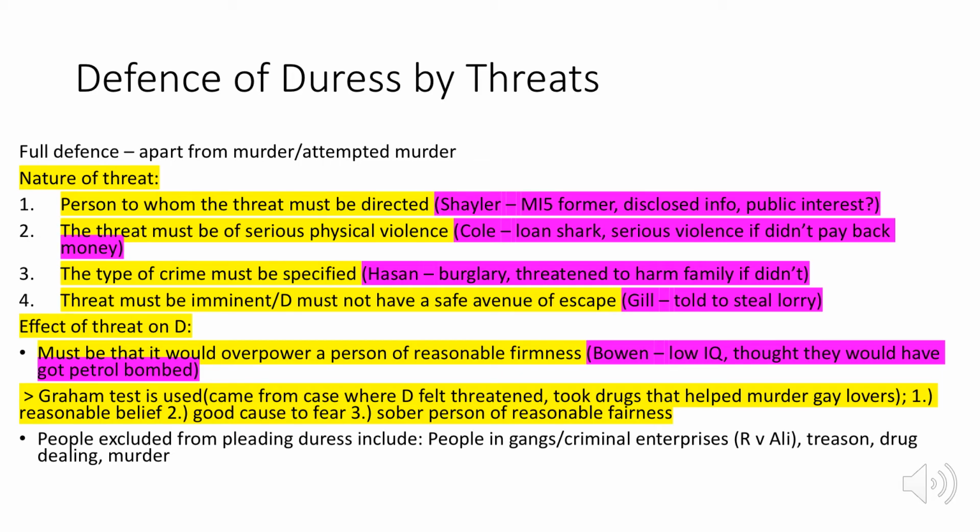And for the effect of the threat on the D, it must be that it would overpower a person of reasonable firmness. So, for example, a Bowen, a low IQ, thought they would have got petrol bombed. The Graham test is used. It came from a case where D felt threatened, took drugs that helped murder gay lovers.